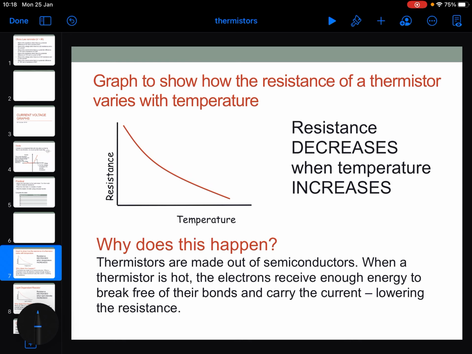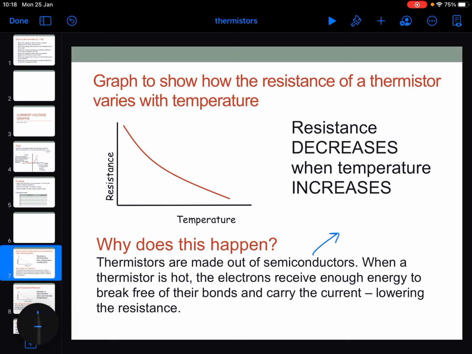So you need to know why this happens. Thermistors are made out of something called semiconductors. Now, I'm sure you've heard of conductors and you've heard of insulators. Semiconductors sit somewhere in the middle, and basically they can change how conducting they are. So thermistors are made out of something called a semiconductor.